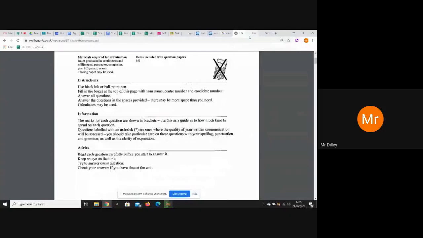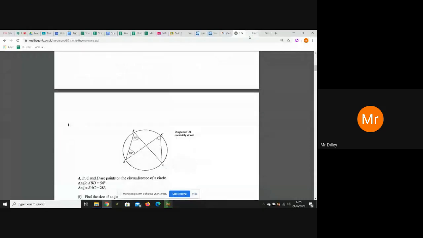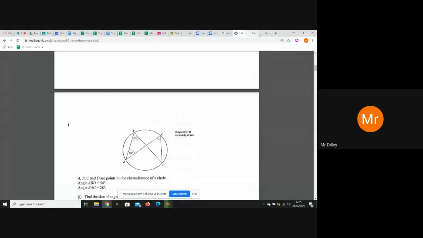What this video is about is looking at a booklet from Maths Genie, which we'll provide you with, and trying to look at how to answer specific questions on circle theorems. So not only do you have to know the proofs, but you have to use the circle theorems to get answers. First off, here is a typical circle theorem question that you can see on the screen.